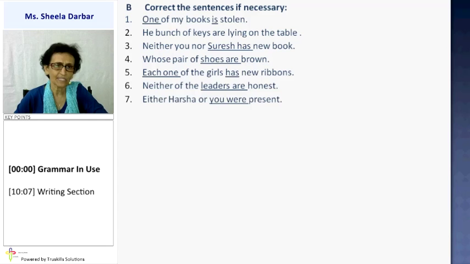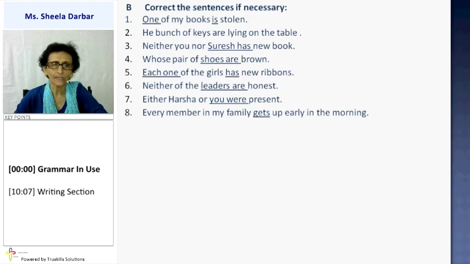Number 7. Either Harsha or you were present. So, both of it is again like the and. This one has taken or, and therefore you are taking were. 8. Every member in my family gets up early in the morning. This gets is in association with every, meaning each.